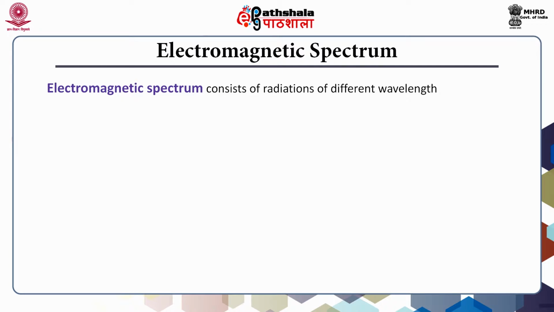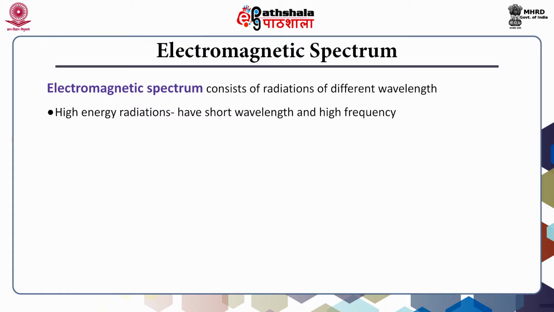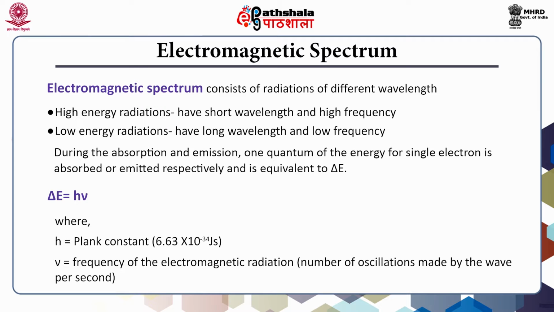The electromagnetic spectrum consists of radiations of different wavelength, each possessing different energy, frequency and intensity. High energy radiations are characterized by short wavelength and high frequency. Low energy radiations are characterized by long wavelength and low frequency. During absorption and emission, which involves a single electron transition, one quantum of energy is absorbed or emitted respectively and is equivalent to delta E, which is dependent upon the frequency of the electromagnetic radiation.